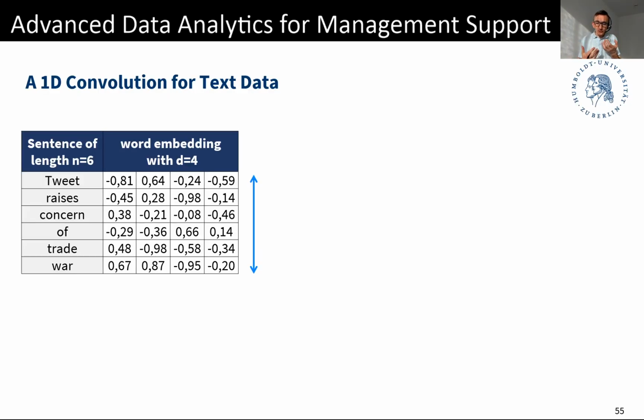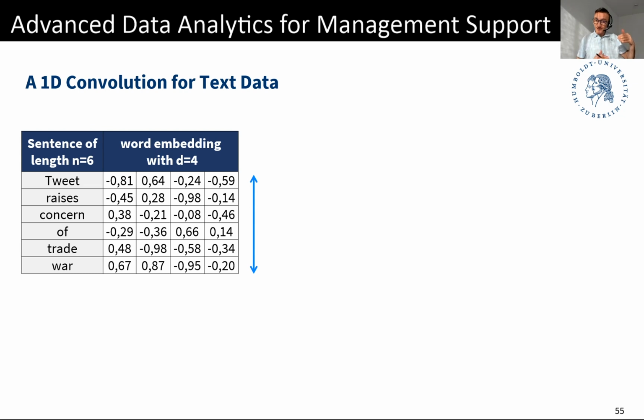How do we translate this convolutional layer, or these convolutional operations, or this convolution really, to NLP? Well, let's look at an example. I have a sentence here. Tweet raises concern of trade war. I wonder whose tweet that might be.